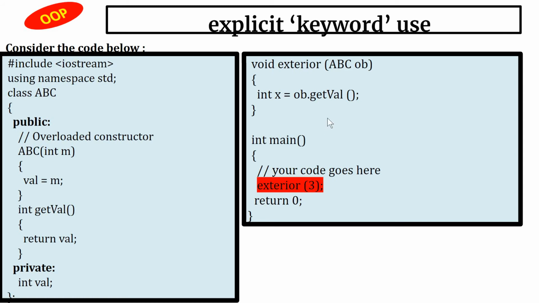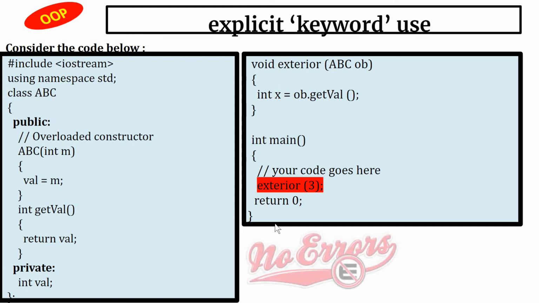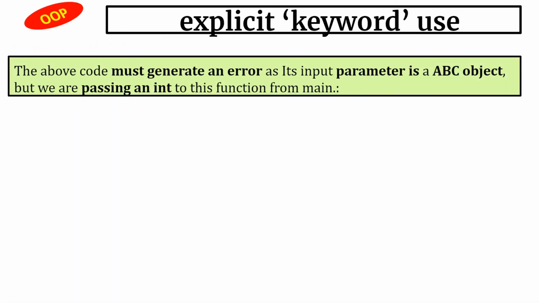directly going to exterior, where it checks that its parameter is of type ABC, and it checks whether the ABC class has a conversion constructor. Yes, it has the conversion constructor, but if you see that 3 is of type integer and ABC is of type class, it is going to generate an error. But however, no error is being generated. Why do we see that no error is being generated? Let's see.